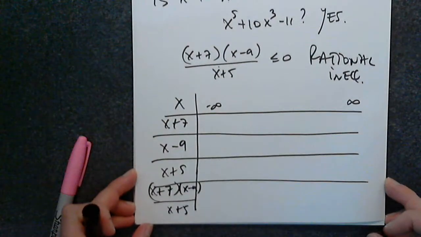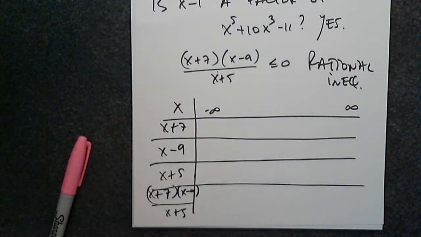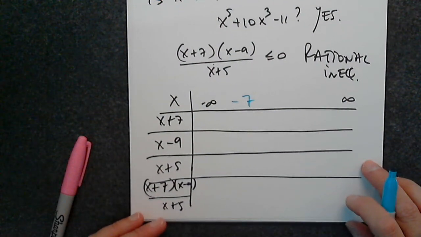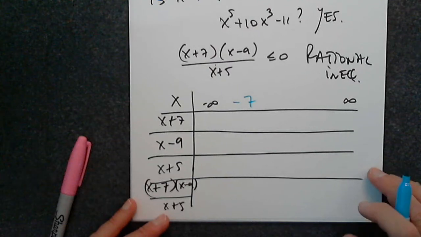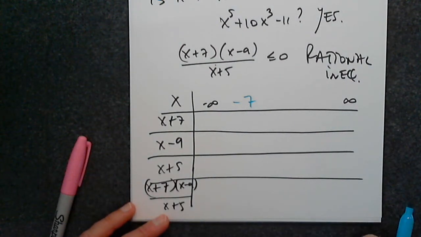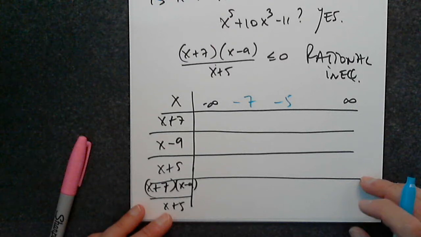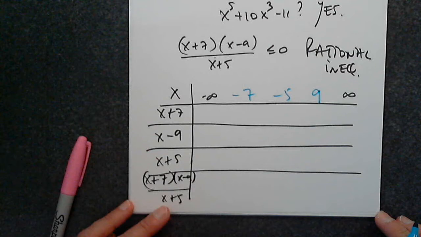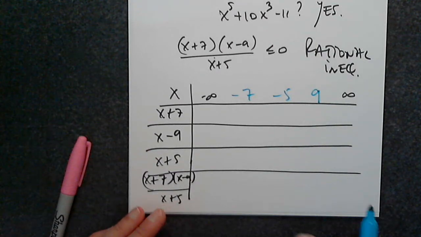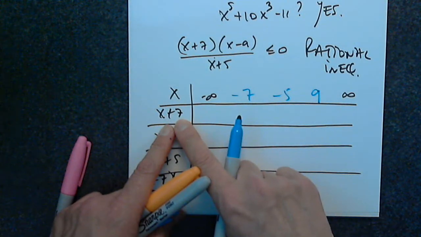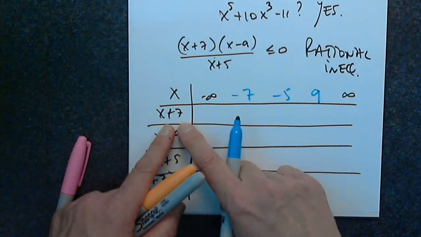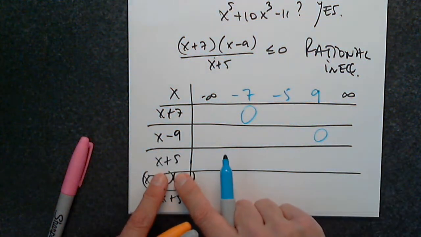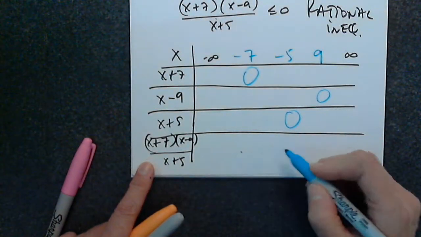So in order from left to right, the numbers in the table will be, very good, next one, -5, and the last one, very good. Do we all agree with -7, -5, and 9? Yes? Okay, so there is a 0 for x plus 7 where? -7. Good. And 0 for x minus 9? Very good. And 0 for x plus 5? Good.